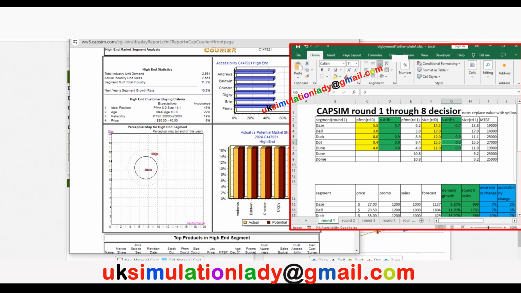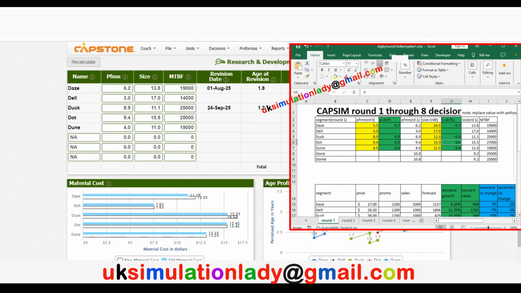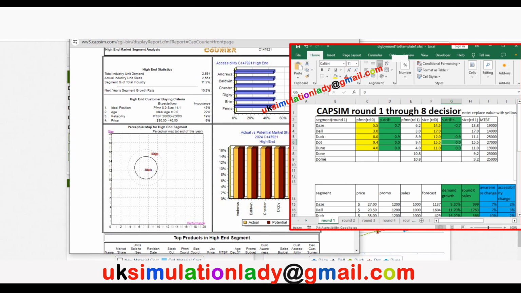Aside from the ideal position, 29% of customers prefer an age of 0.0 years. While it's impossible to achieve an exact 0.0 age, this is an industry-wide challenge, so there's no need to stress about it. DUC will be released on September 24, 2025, with an age of 1.2 years. Although 1.2 is higher than the ideal 0.0, other competitors will face the same issue since we all start from the same Capsim Round 0 values.